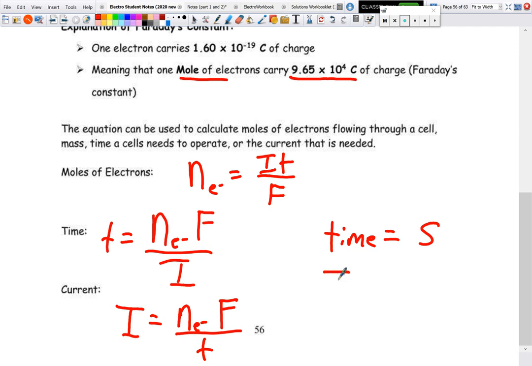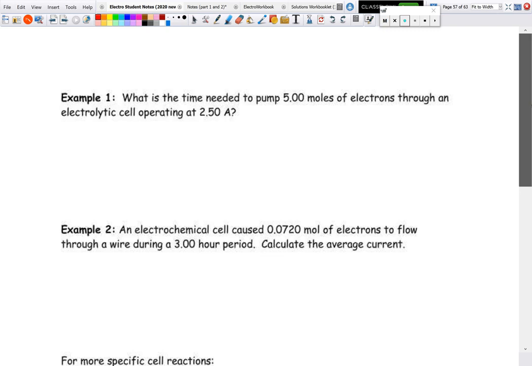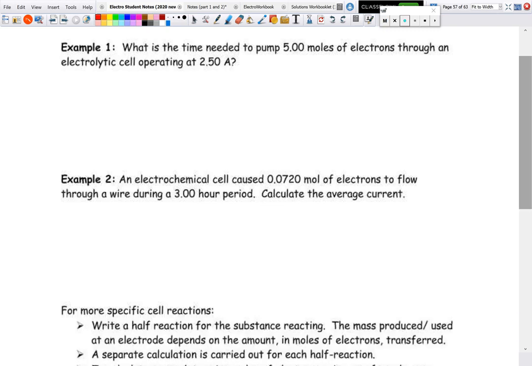Remember, time is going to be in seconds, current is in amps, Faraday's constant is coulombs per mole, and the number of moles of electrons is, of course, moles. This is going to be very important when we're solving these equations. We're just introducing this equation because normally in stoichiometry, the first step is always writing out your balanced chemical equation, which we know how to do. The second step is always finding the number of moles you're given. So this equation just gives us a way of solving for the number of moles. It's just a new equation to put into our stoichiometry calculations. But before we get into stoichiometry, let's do a few examples of working with that particular formula.